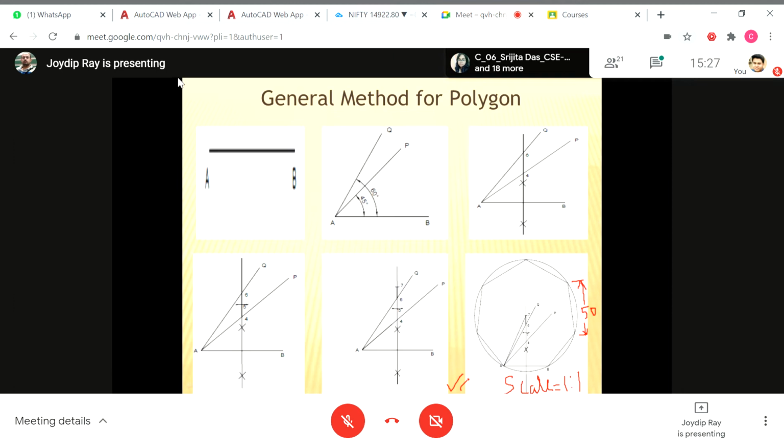What is the object you are drawing? Heptagon. That is the object. After drawing the heptagon, the 7 sides will be a thick continuous line. The object outline is a thick continuous line.